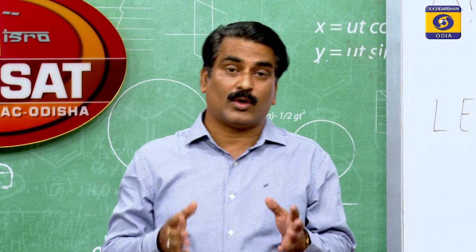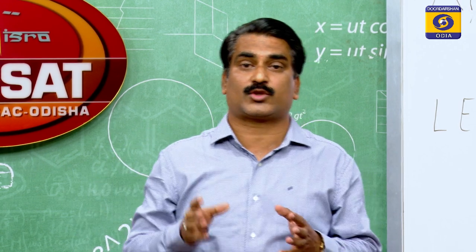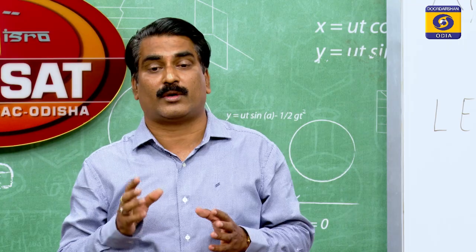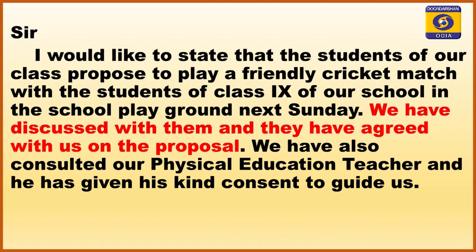Now as I told you, the first 1 or 2 sentences should deal with what we want to convey to the authority. So you can see, I would like to state that the students of our class propose to play a friendly cricket match with the students of class 9 of our school in the school playground next Sunday. This is what you want to convey, that you want to play a friendly cricket match with the students of class 9.